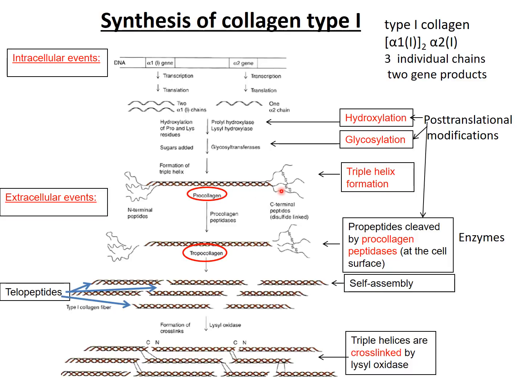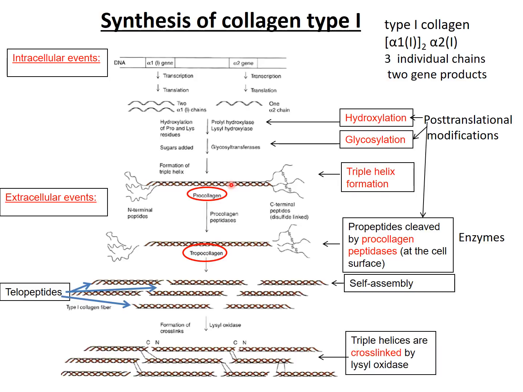The so-called procollagen molecule is released by the cell, and outside of the cell there are two different so-called procollagen peptidases, one specific to the N-terminal and one to the C-terminal, to cleave the non-triple helical, more globular, big propeptides of the collagen. The result is a tropocollagen molecule.